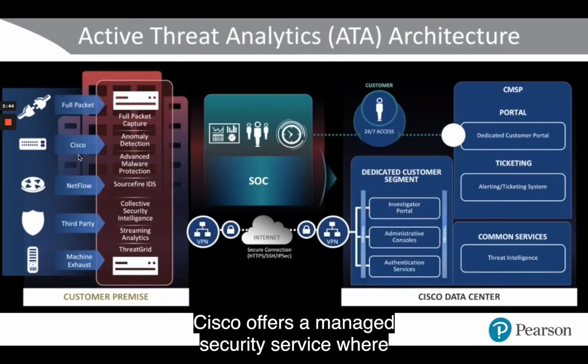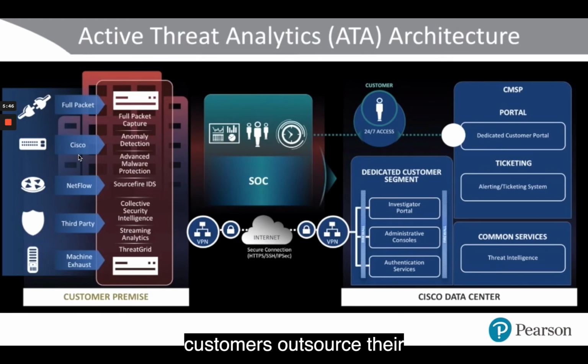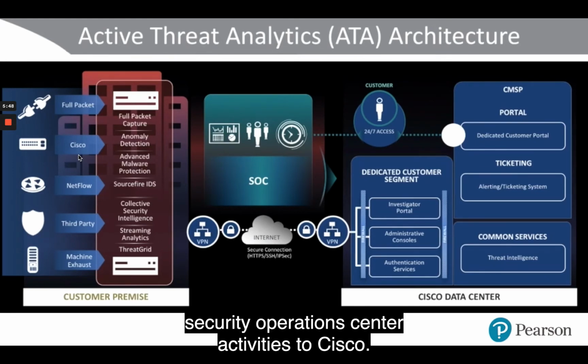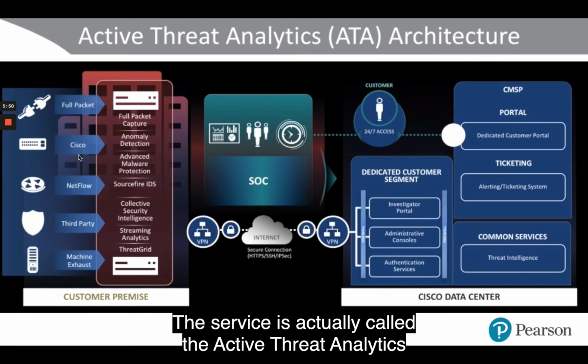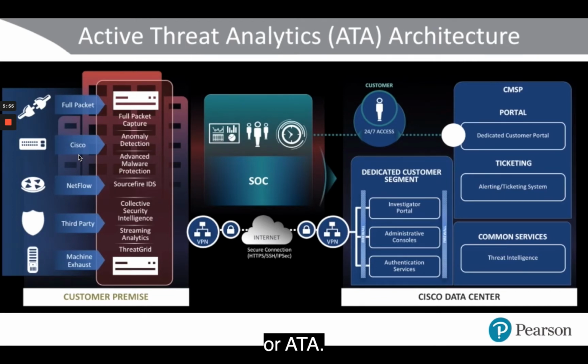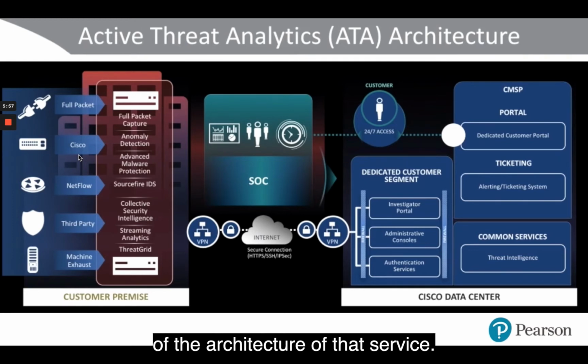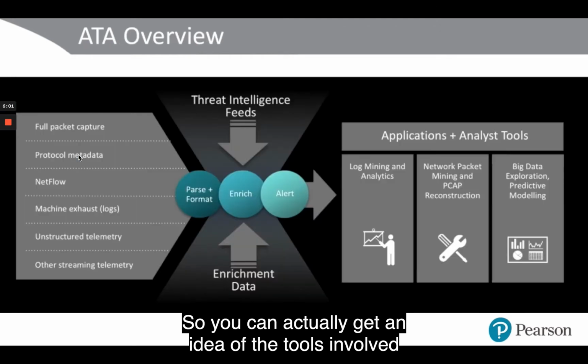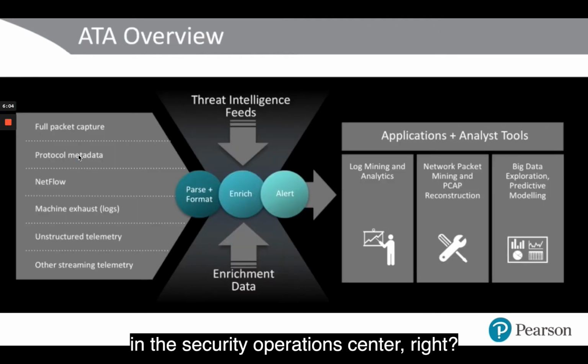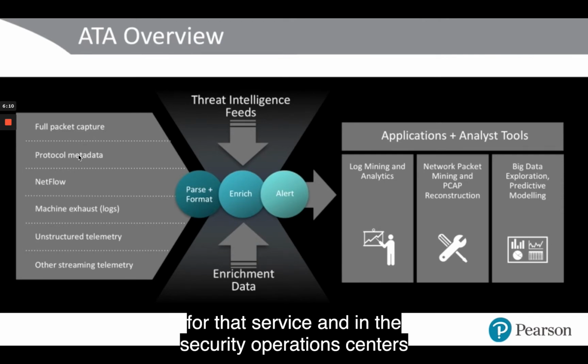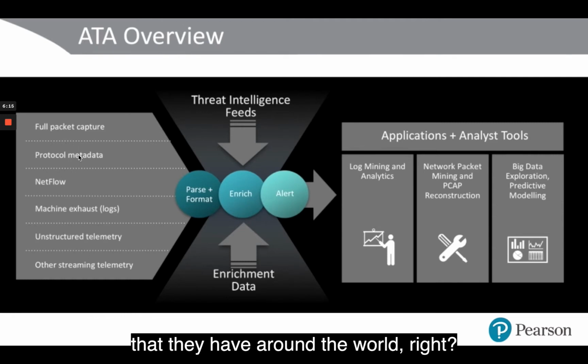Cisco offers a managed security service where customers outsource their security operations center activities to Cisco. The service is actually called the Active Threat Analytics, or ATA. I'm including the high-level review of the architecture of that service so you can actually get an idea of the tools involved in the security operations center, right? And what are the tools that actually, at least some of the tools that Cisco uses for that service and in the security operations centers that they have around the world, right?